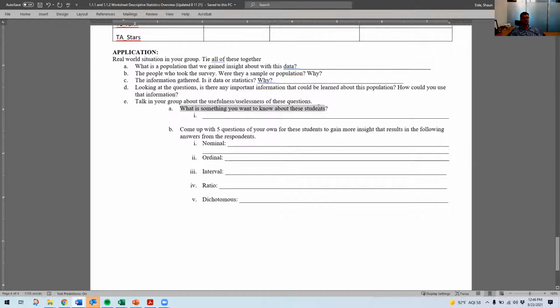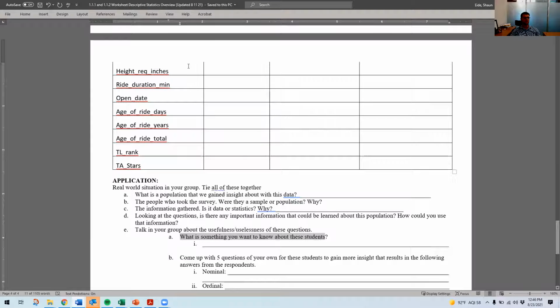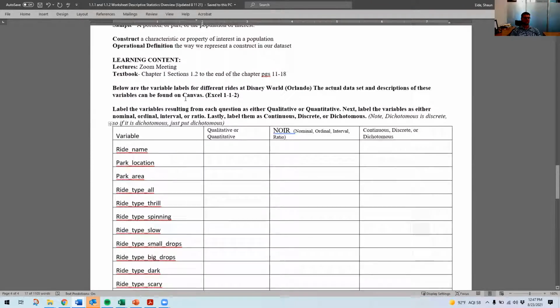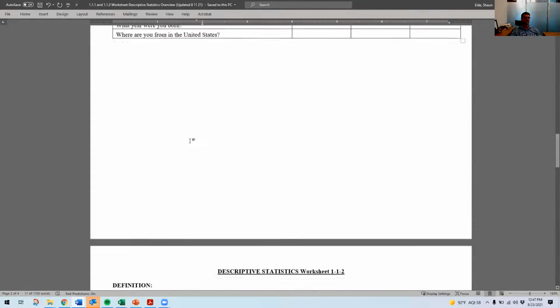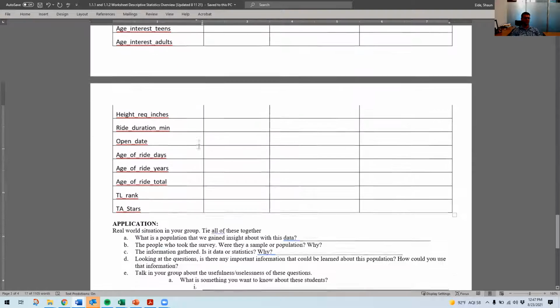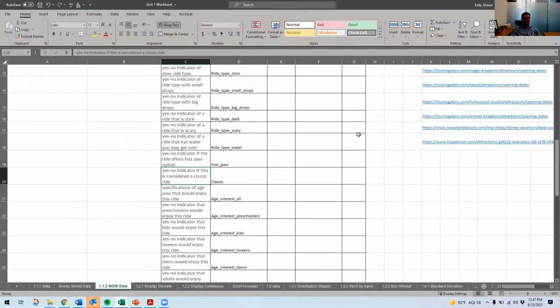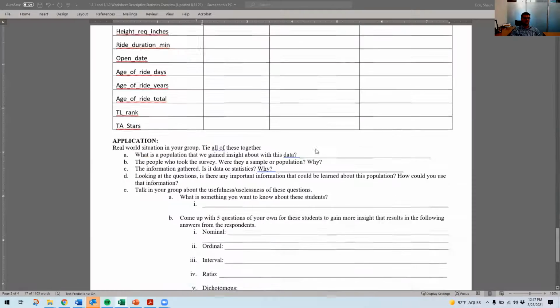What's something that you want to know about these students, or what is something that you want to know more about these rides? And then come up with 5 questions of your own for students to gain more insight from the answers from the respondents. So look at this and say, okay, what are 5 more questions that you could ask? And also, what type of data are you going to get from those 5 questions? All right, so that's what you've got to do in your group.